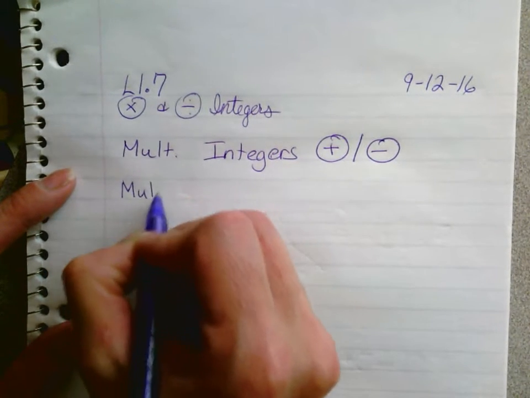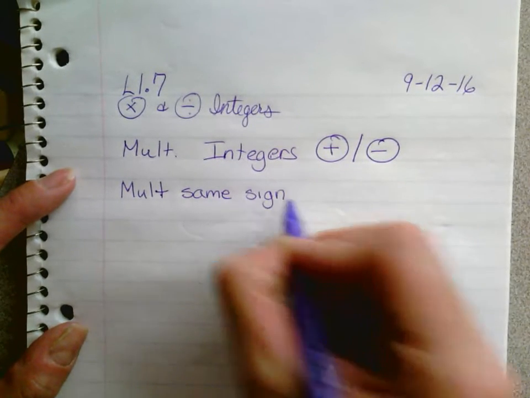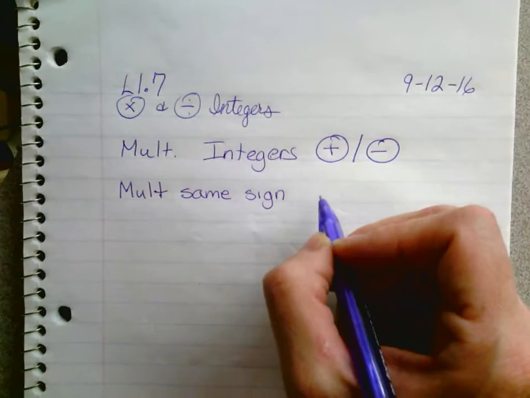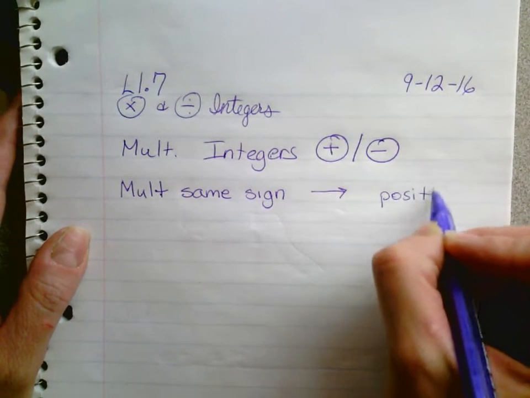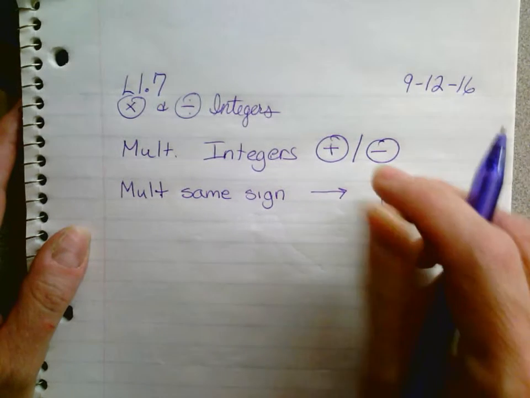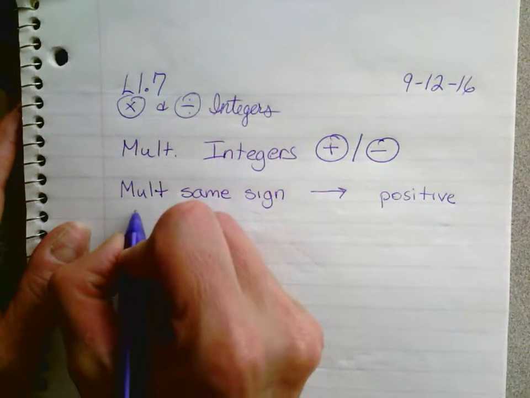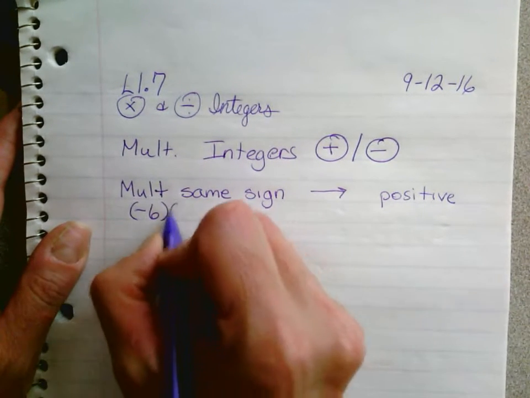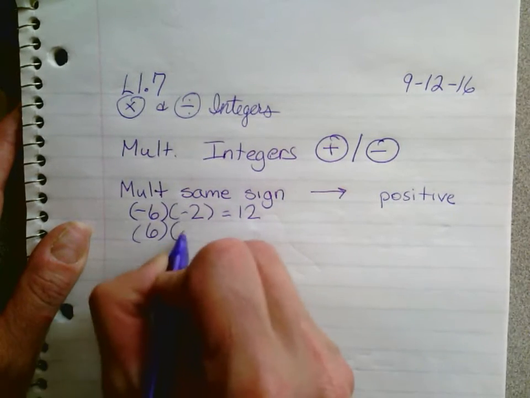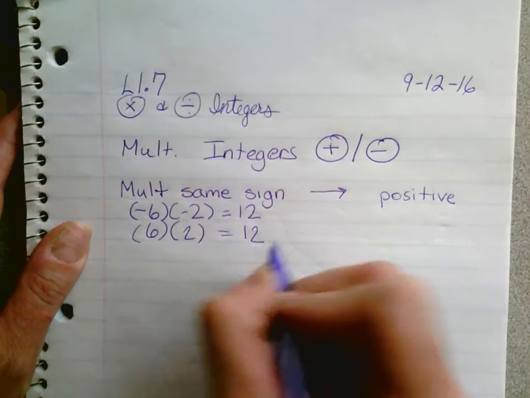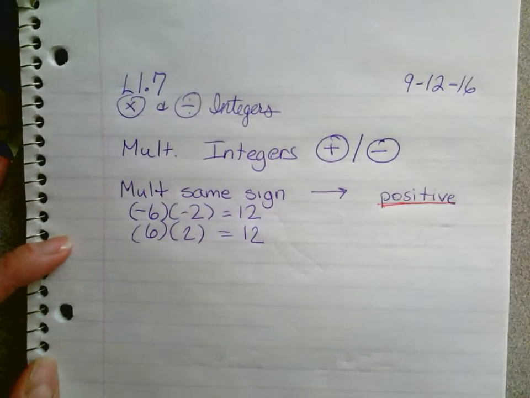Multiplying the same sign, the result will always be positive. Like a -6 and a -2 gives us a +12, in the same way as a 6 and a 2 gives us a +12, right? So if you multiply the same sign, the result is positive.